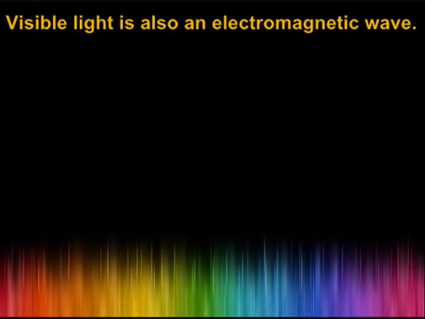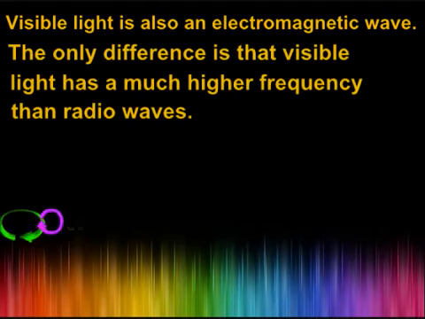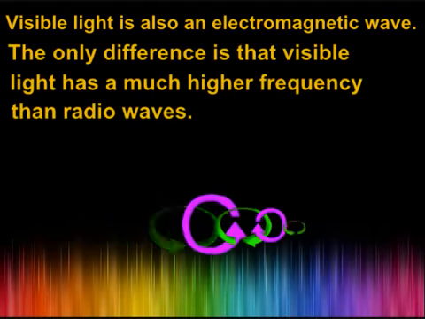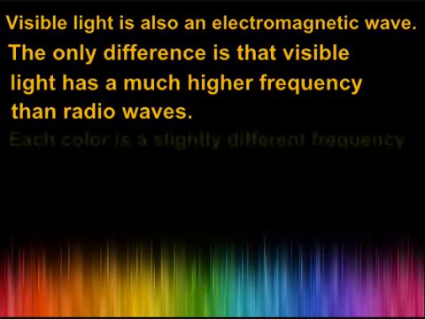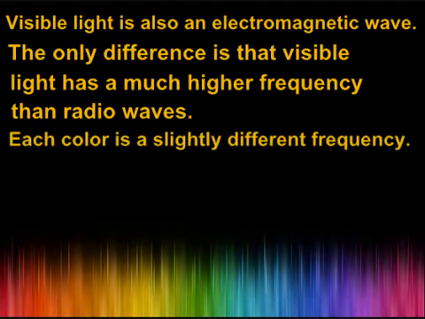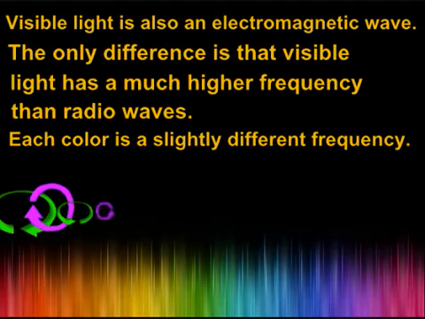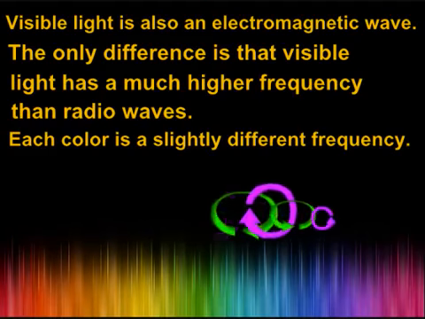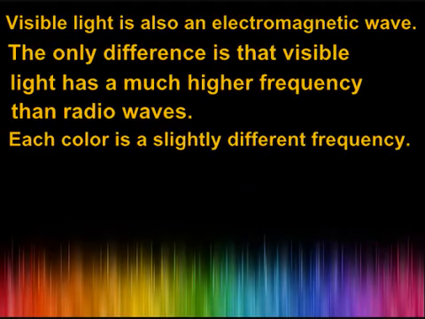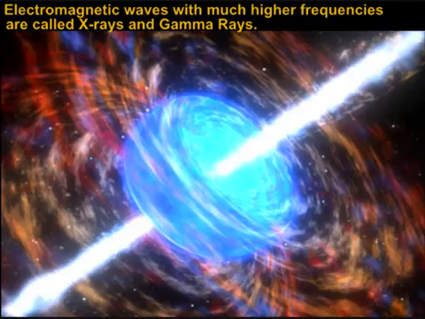Visible light is also an electromagnetic wave. The only difference is that visible light has a much higher frequency than radio waves. Each color is a slightly different frequency. Electromagnetic waves with much higher frequencies are called X-rays and gamma rays.